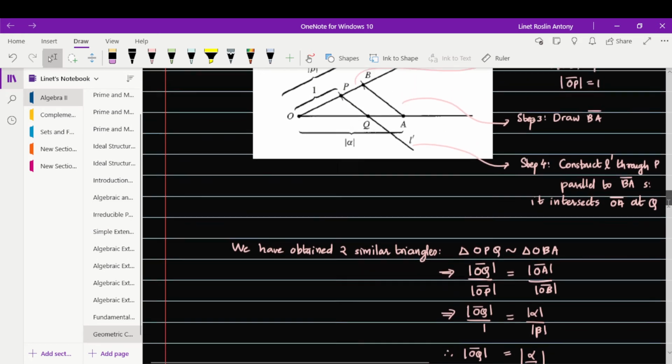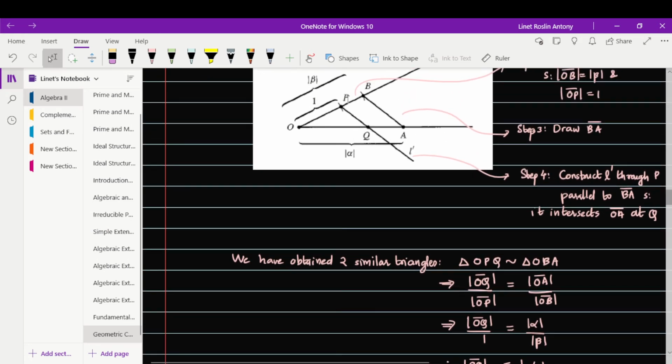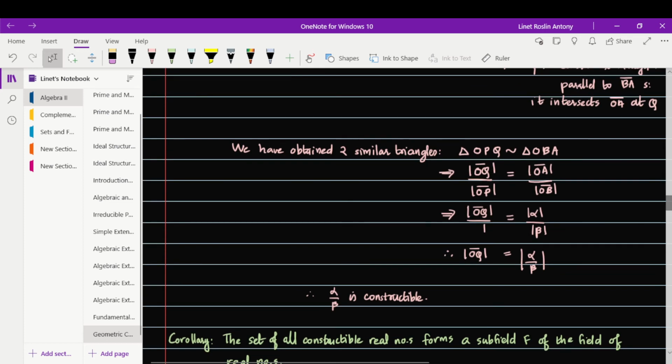In the figure you can see it, OPQ and OBA. Okay. So this will imply the ratio OQ by OP is equal to OA by OB, and substitute for OA bar. OA bar will be modulus of alpha, OB bar will be modulus of beta, and OP bar will be unit length, right? Then cross multiplying, you get modulus of OQ bar is equal to modulus of alpha by beta. So that means alpha by beta is constructible.